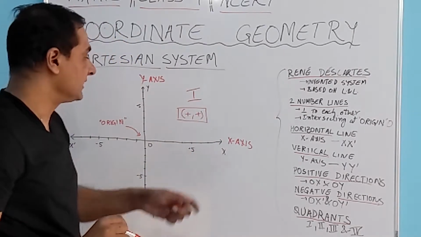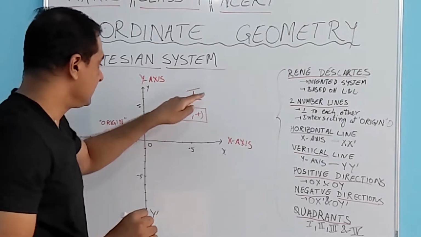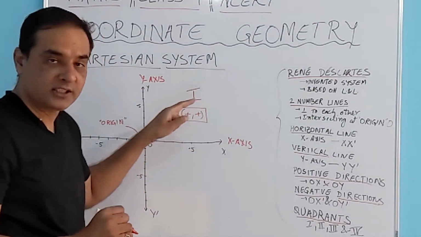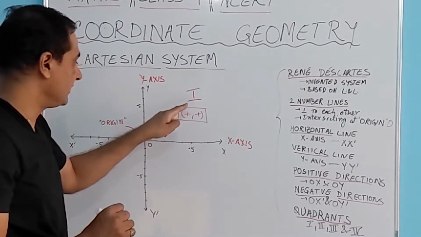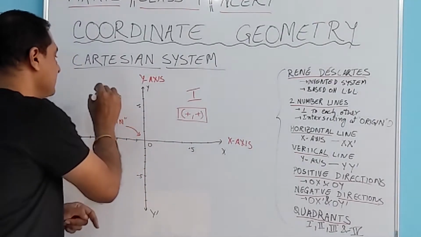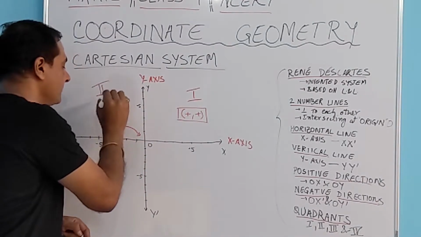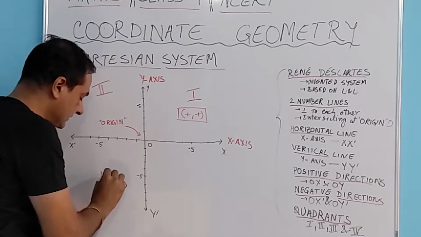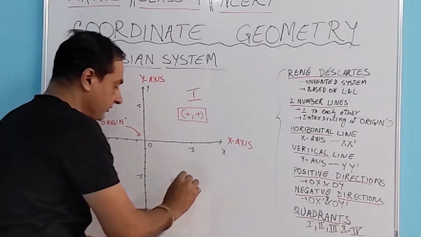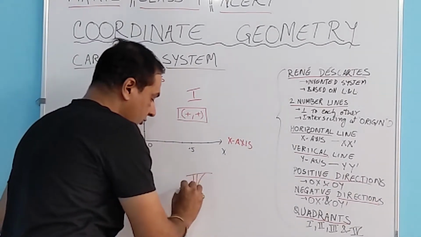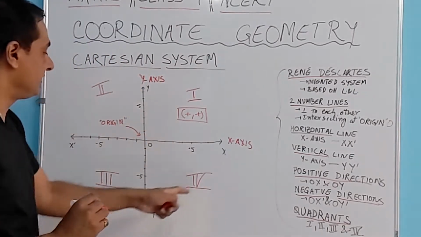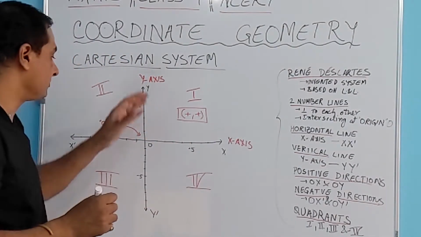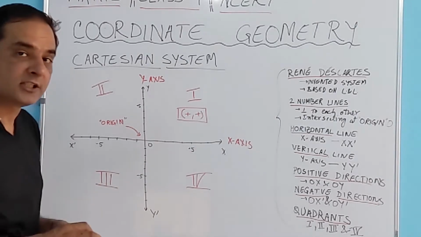This is the first quadrant. Once we have located the first quadrant, we go anti-clockwise from here, and then we keep on increasing. So if we go anti-clockwise from here, it is going to be the second quadrant. If we further go here, it is the third quadrant, and if we further go over here, it is the fourth quadrant. So these are the 4 quadrants which are formed by these 2 perpendicular number lines.